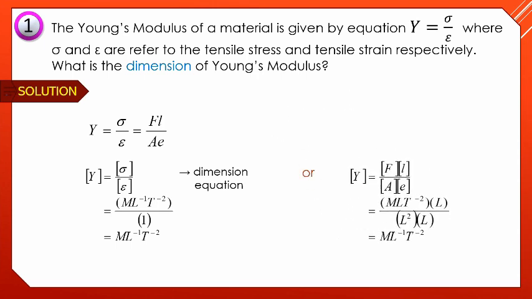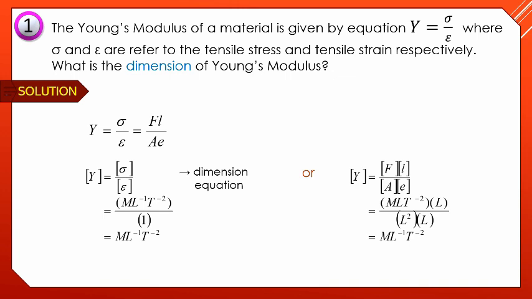For question number 1, we want to determine the dimension of the Young modulus. So first step, you need to write down the equation for the Young modulus, which is stress over strain, and then write down the dimension equation, substitute the value, and then you will get the answer, which is ML^-1 T^-2. Please take note that for the strain, the dimension is equal to 1, because strain is a physical quantity with no unit.